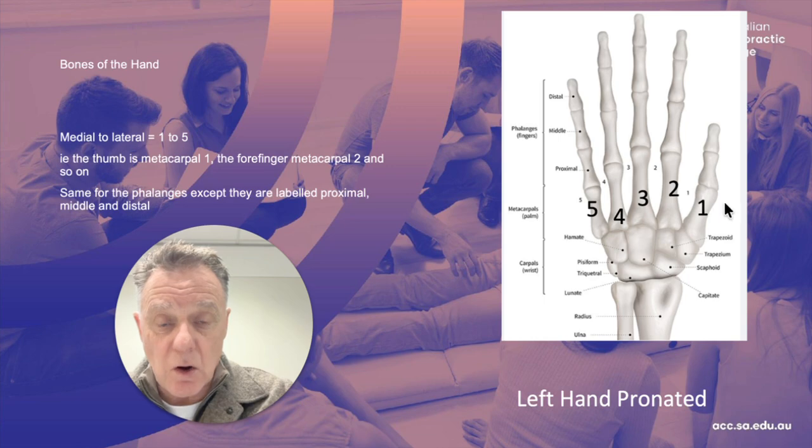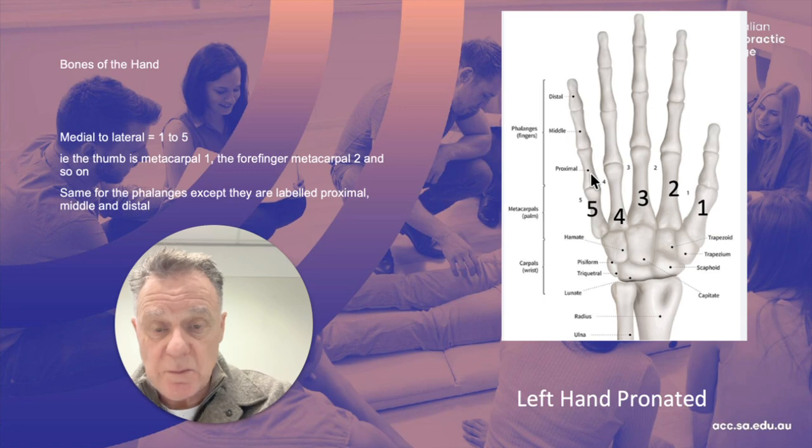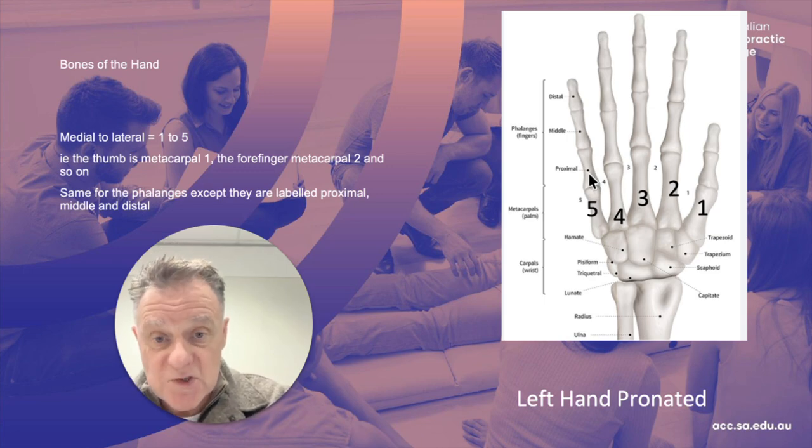And then, of course, off the metacarpals come the phalanges. So we talk about the phalanges as proximal, middle and distal of the 5th. Same for the 4th, same for the 3rd, same for the 2nd. But the thumb, the 1st, is only a proximal and a distal phalange.